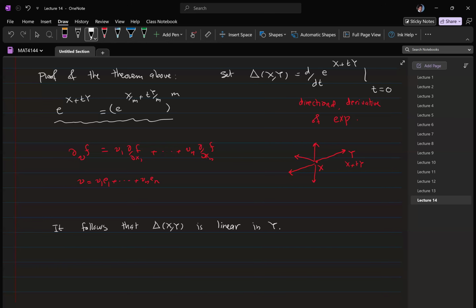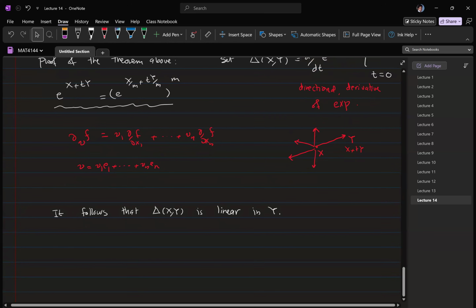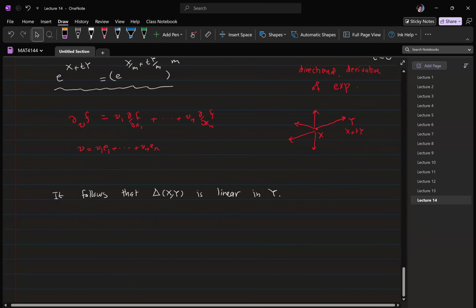Looks like I made my problem harder by reducing a derivative with respect to one function to m functions. But in fact, it turns out to be useful. So what I have is d dt of e to the x plus ty. I'm doing this at t equal to 0, right? So it's the derivative of e to the x over m plus ty over m, to the power m, at t equal to 0.